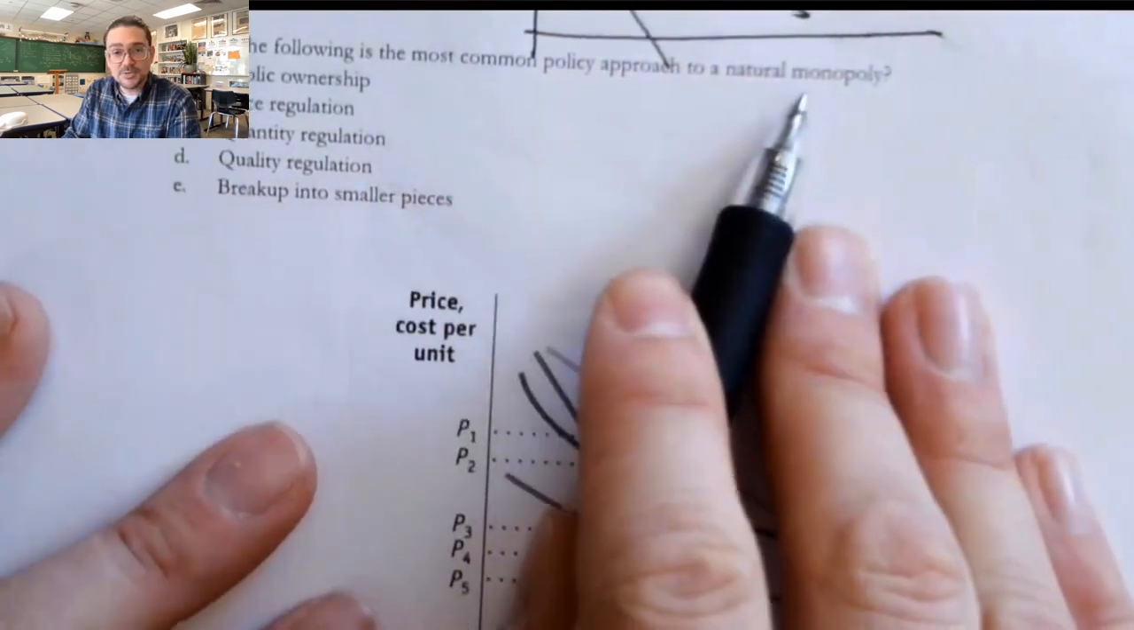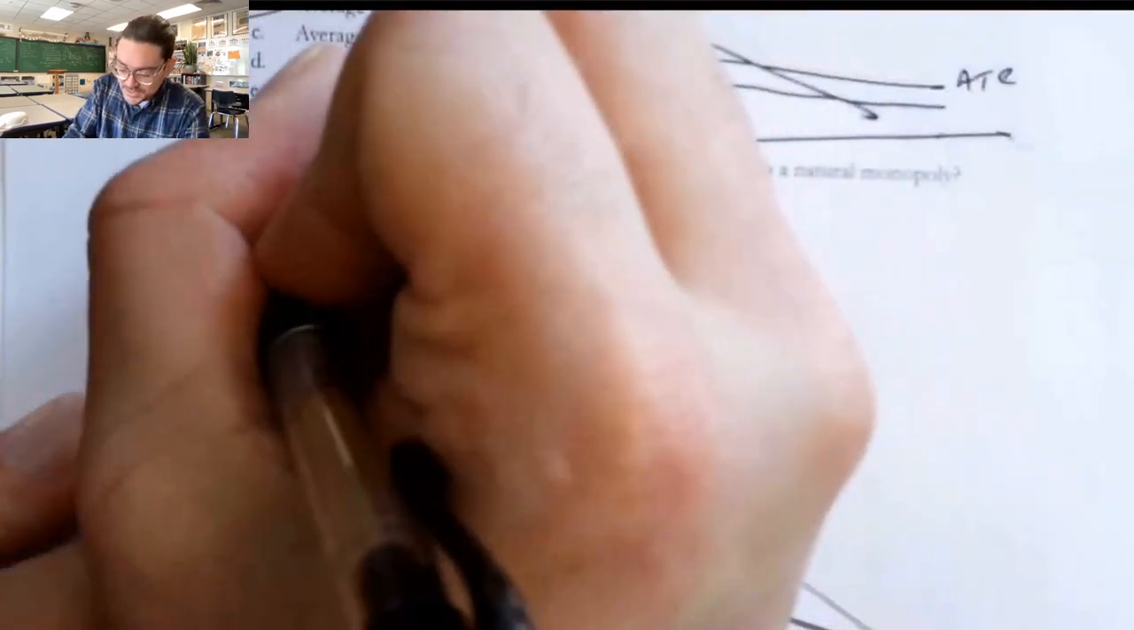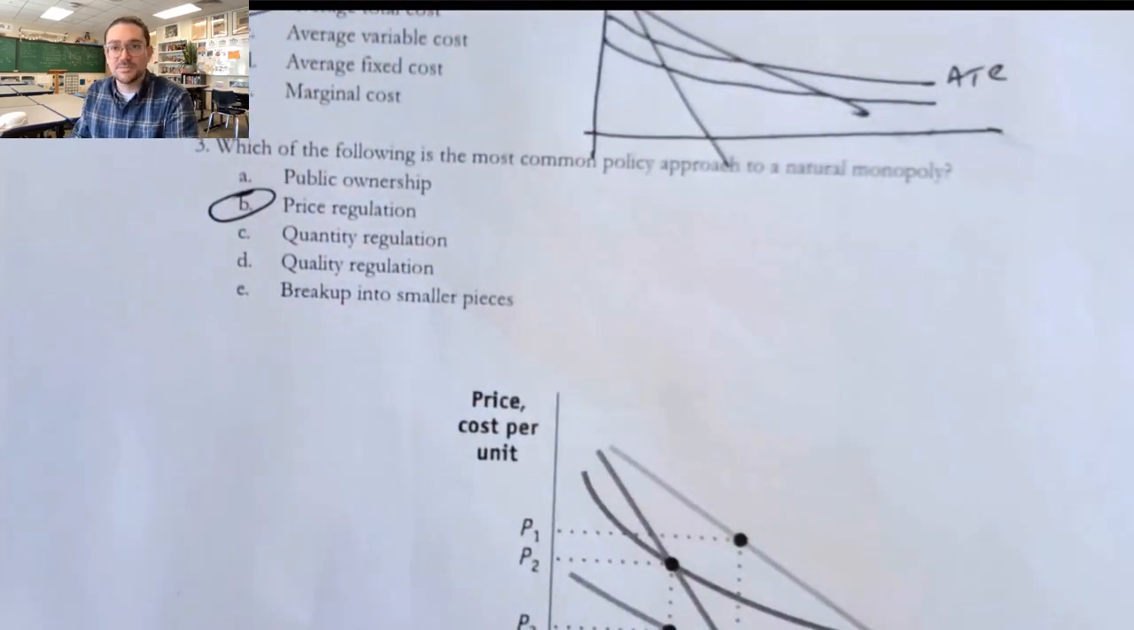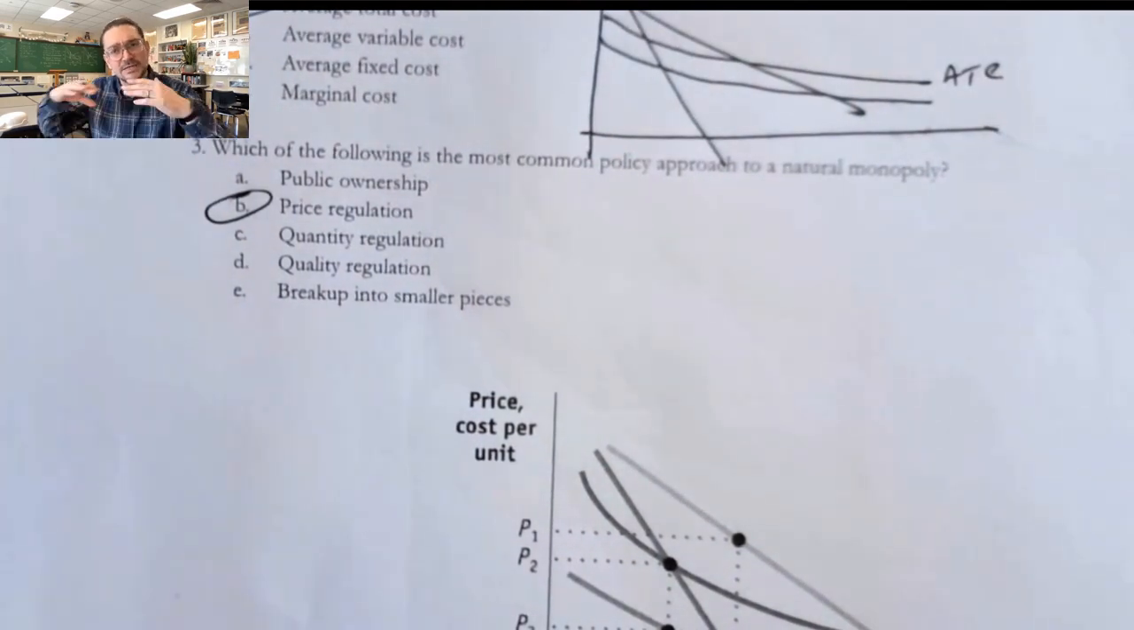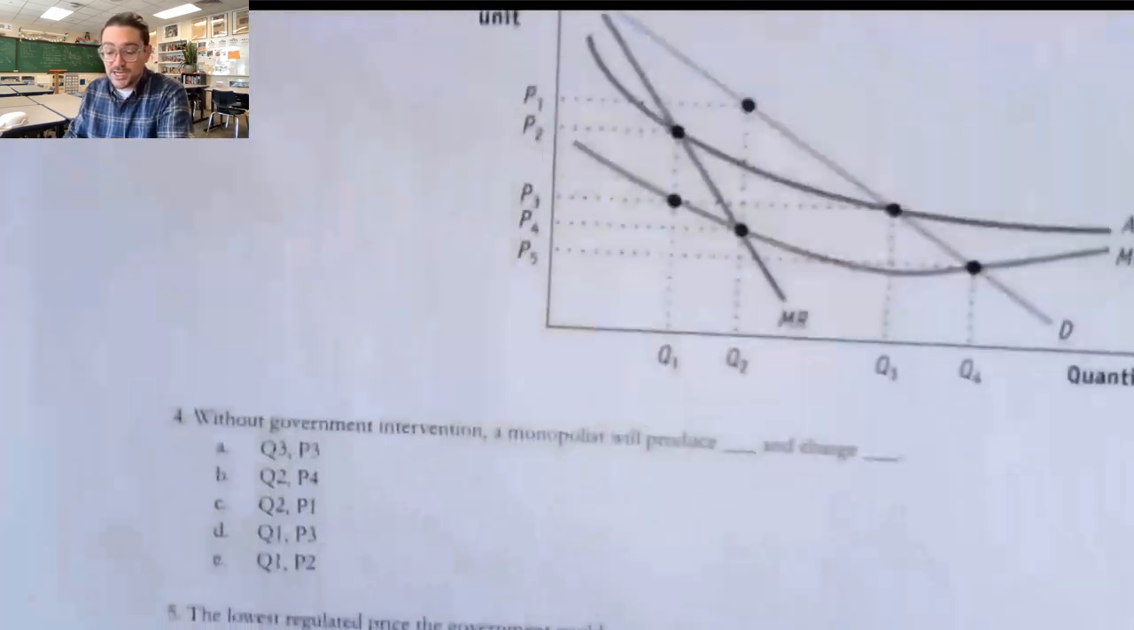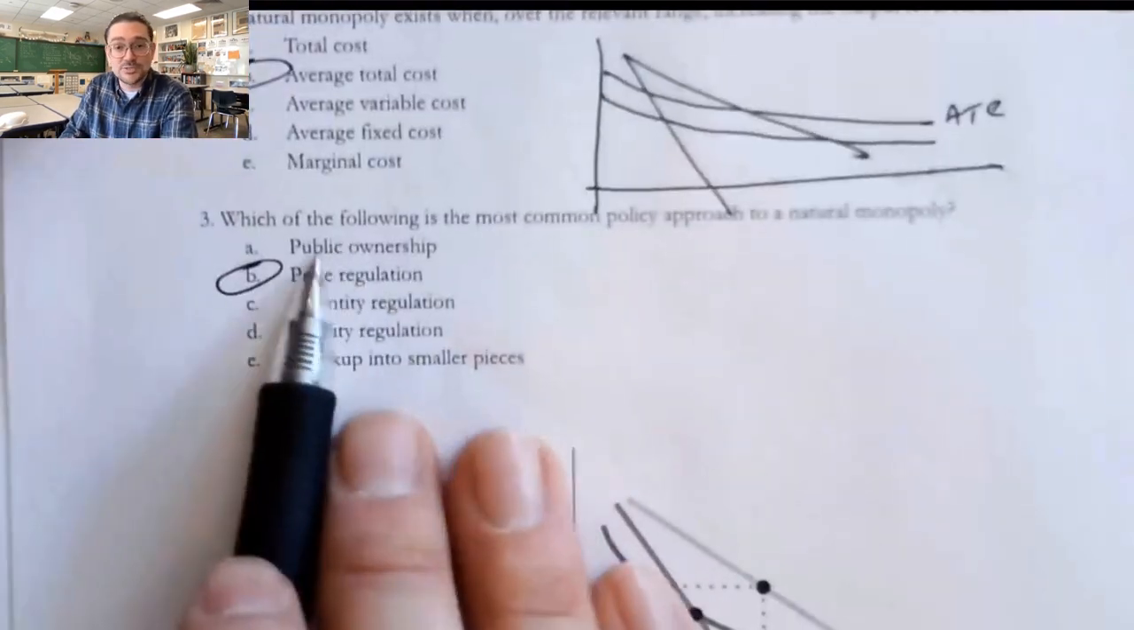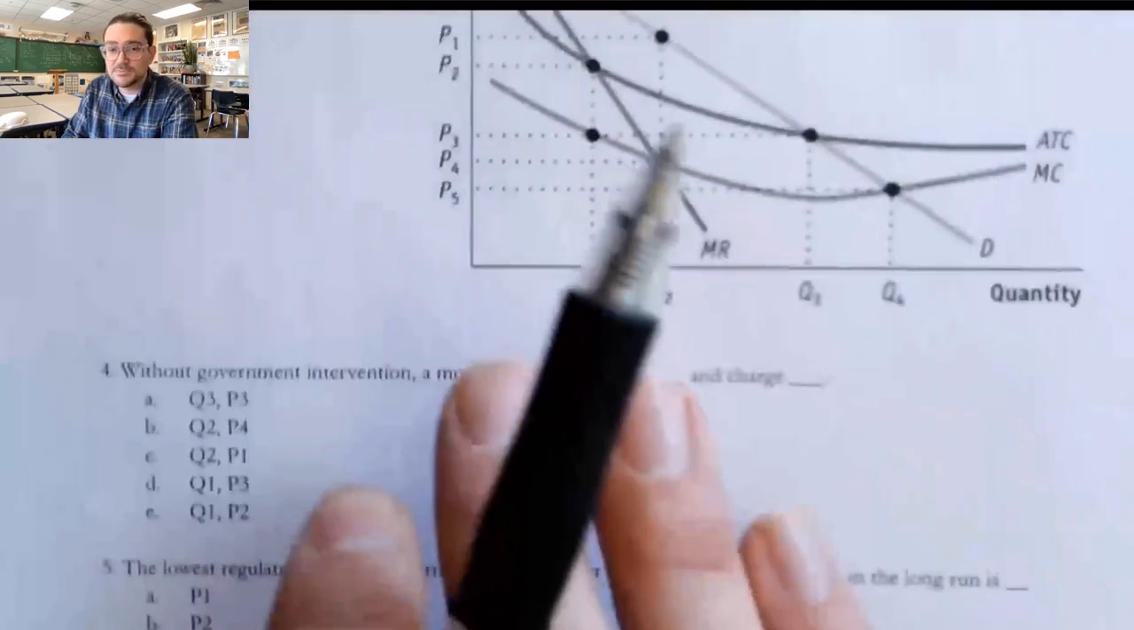What's the most common policy approach to them? It's price regulation. Most of the time, we have public service utilities commissions that basically tell utilities this is the maximum price you can charge. And what they often try to do is find the average cost. What's the average cost of making electricity? And then that's the maximum price that the firm is allowed to choose. So price regulation is pretty common. We sometimes have public ownership, which is another option, but it's not the most common policy response.